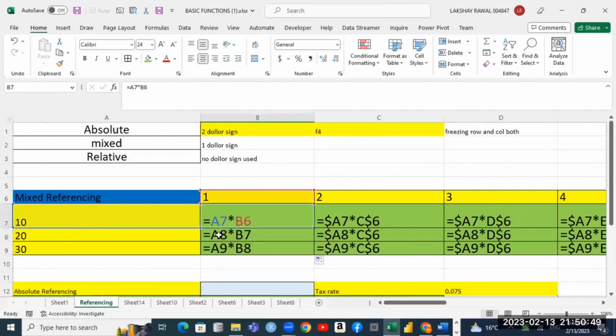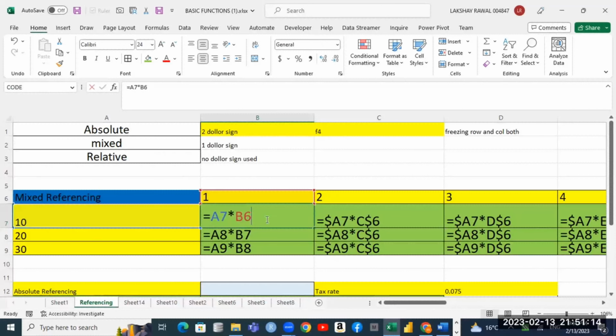That means I am multiplying 10 ones are 10. This is fine. But look at here. A8 has 20 and what is in B7? I want to multiply 20 ones, but in B7 I have 10. So it will do 20 into 10. But I don't want that.